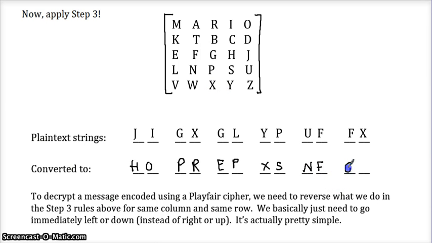Okay, now what never happened here, we never ended up with two things in the same row. So if I had a K and a B at the same time, the K and the B would turn into T and C. Everything moves one to the right.